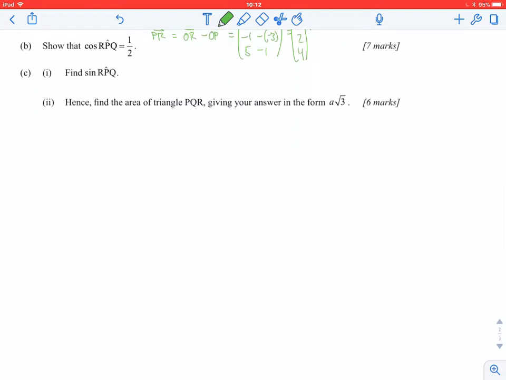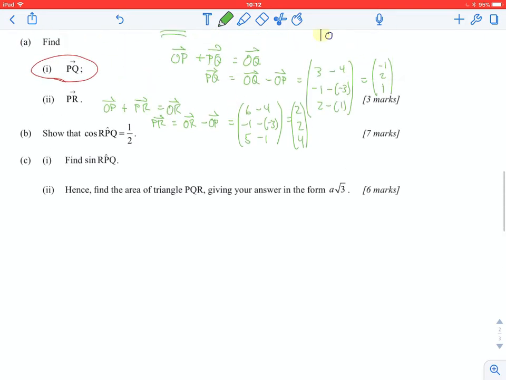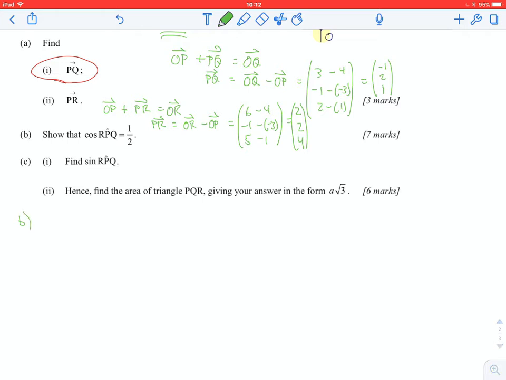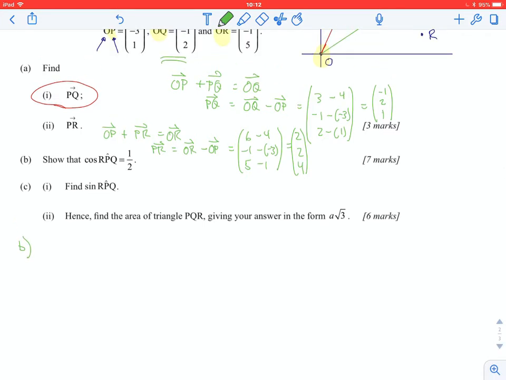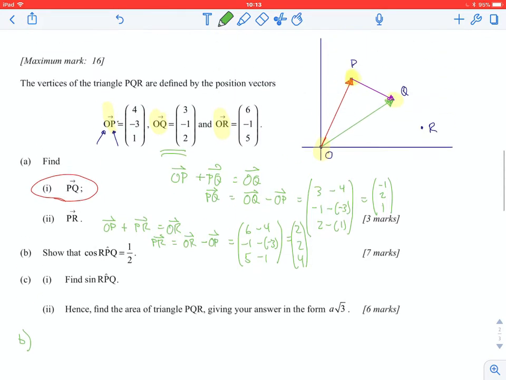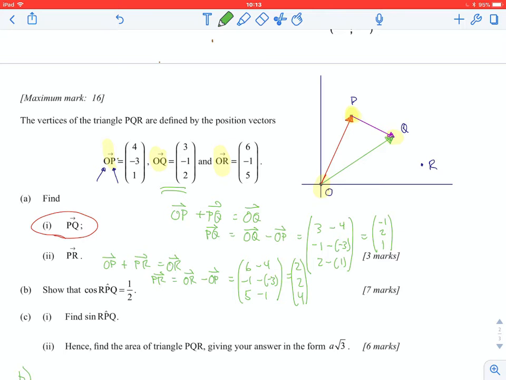Okay, next thing. We are to show that cosine of RPQ is 1/2. Normally, in problems involving vectors where you're asked something about the cosine, you might be looking at the dot product. So RPQ, if we look at what's happening in this diagram that we've drawn, now again, it's not necessarily that accurate, but it doesn't matter. RPQ is the angle between, and let me erase some of these now.